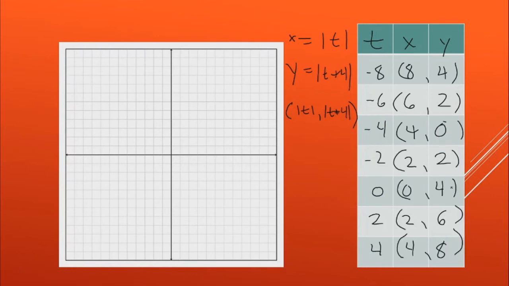The first point is 8, comma 4. That's 1, 2, 3, 4, 5, 6, 7, 8, and 1, 2, 3, 4. That's right here. Then you have 6, comma 2. 1, 2, 3, 4, 5, 6, and 1, 2. It's right here. 4, 0. 1, 2, 3, 4, comma 0. That's right here. And I have 2, comma 2. And then 0, comma 4.